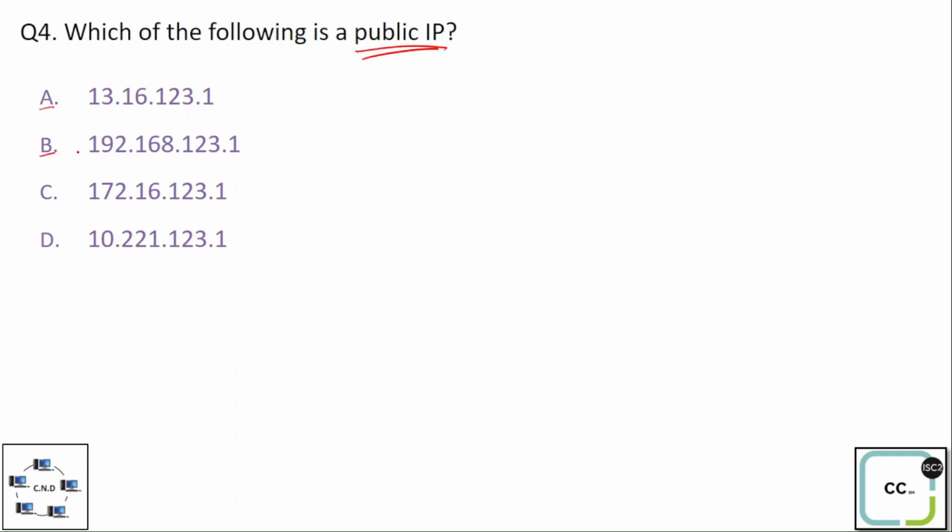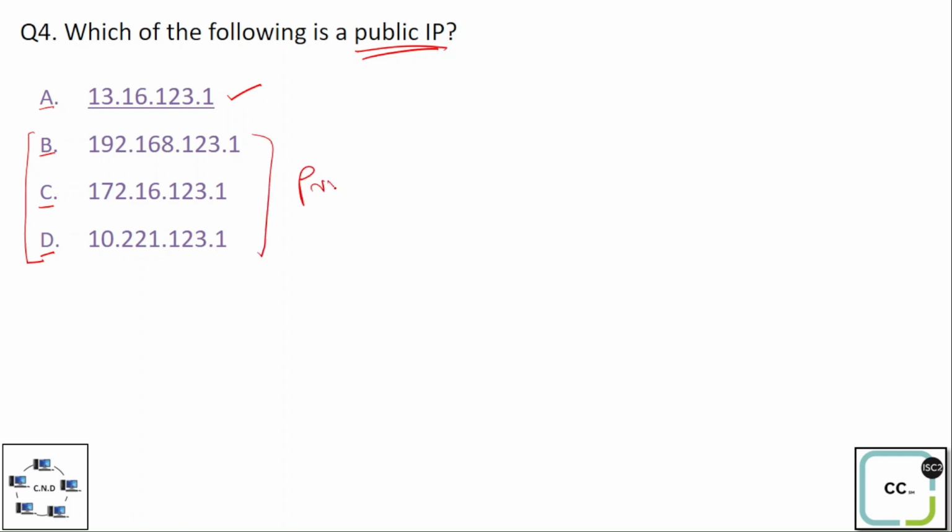13.16.123.1, option B, 192.168.123.1, option C, 172.16.123.1, and option D, 10.221.123.1. And the correct option is option A, the IP address 13.16.123.1, which is basically a public IP address, and this makes all the other three options private IP addresses.